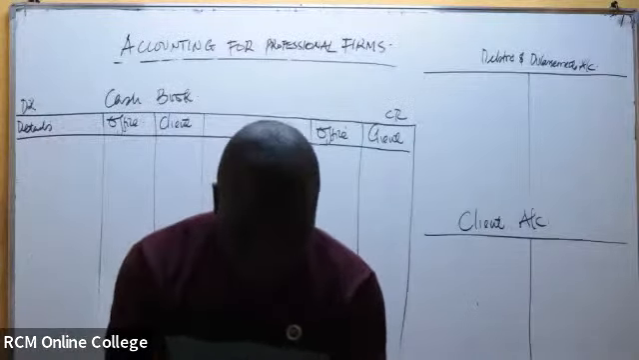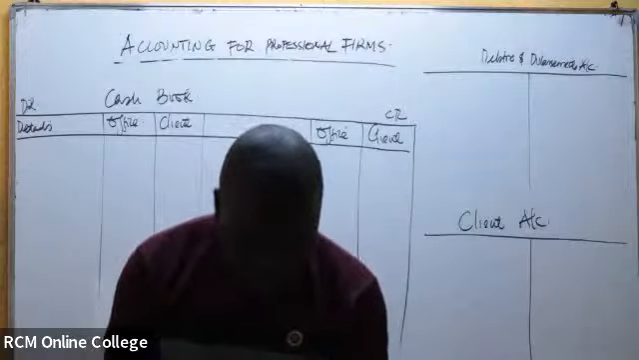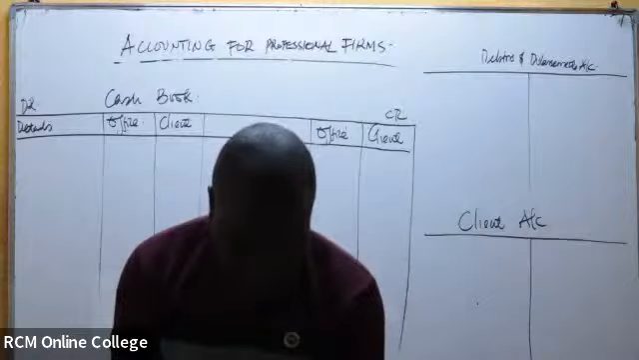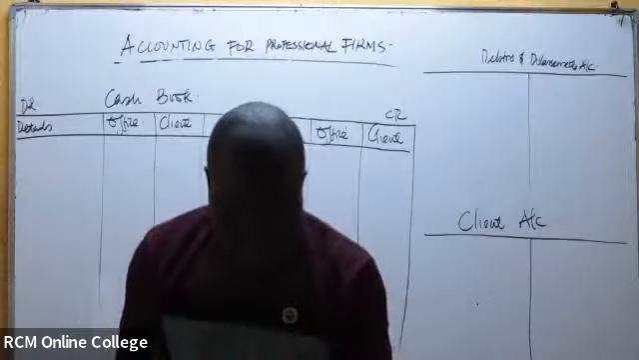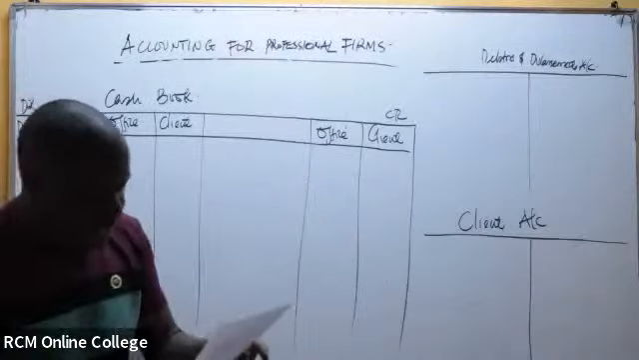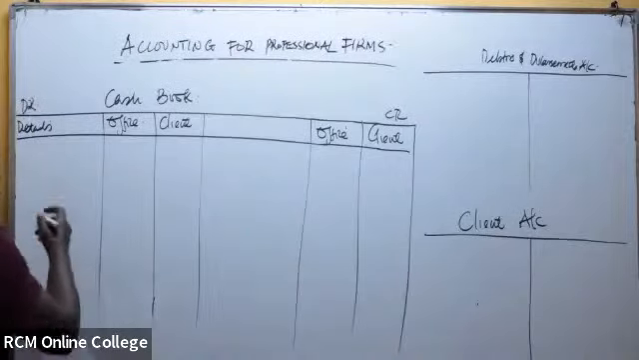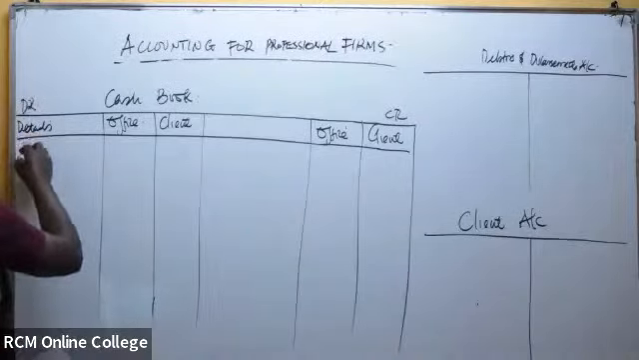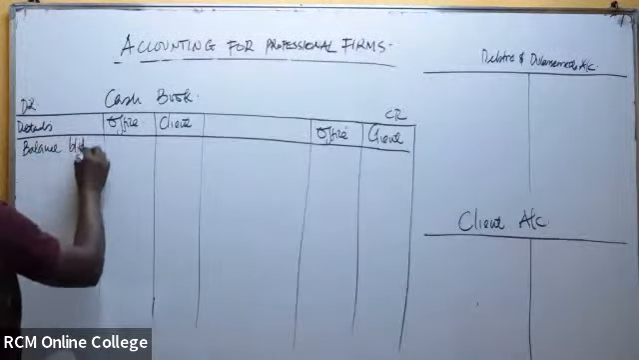So of course, quite obviously in the cash book, you start with the balance brought down. And if you want to know the balance brought down in the cash book, you can go to the trial balance.